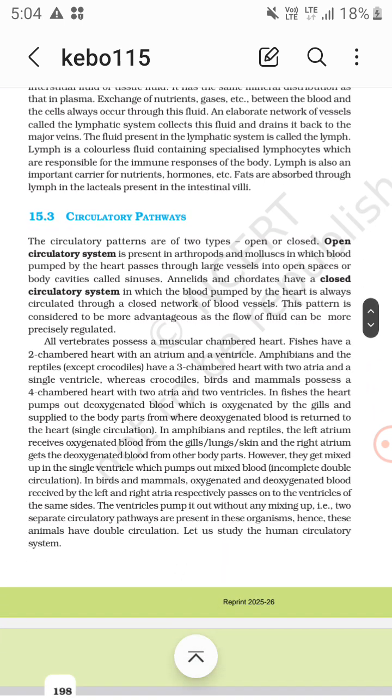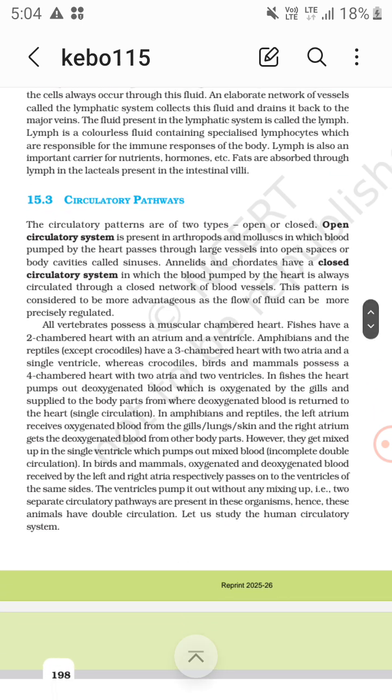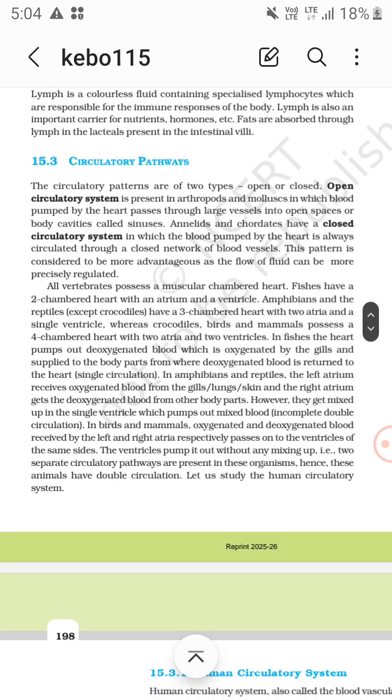Now the circulatory pathways. The circulatory pathways are of two types, open and closed. The open circulatory pathway is present in arthropods and mollusks, in which blood pumped by the heart passes through large vessels into open spaces or body cavities called sinuses.